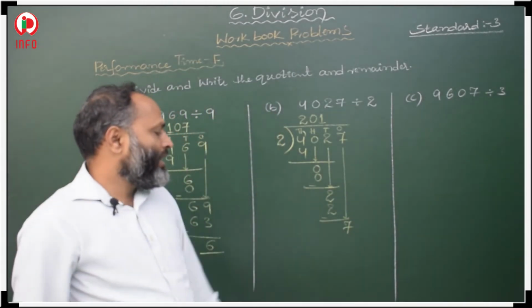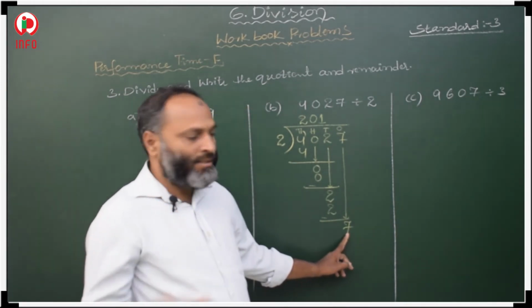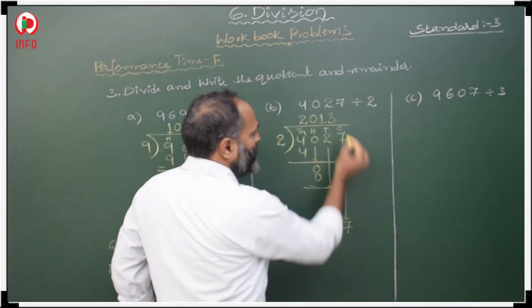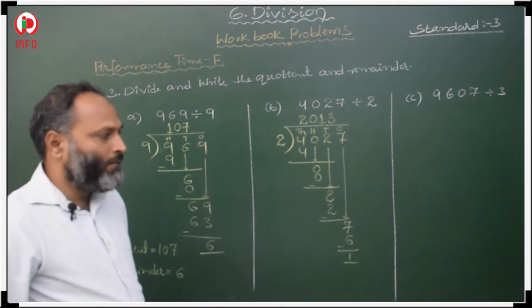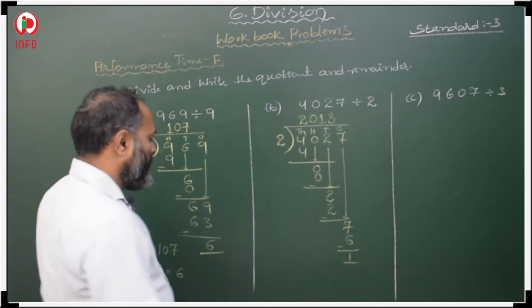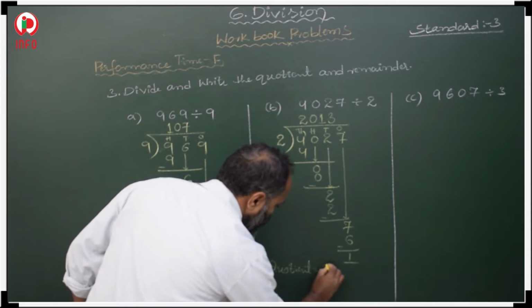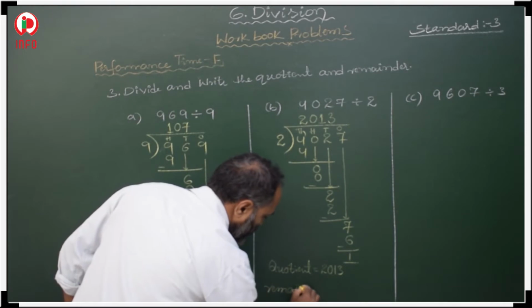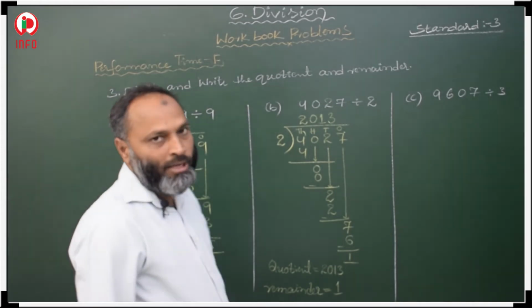Then in the 2 table, when will you get 7, 2 ones are 2, 2 twos are 4, 2 threes are 6, 2 fours are 8. 8 is greater than this. So we have to take 2 threes are 6. 7 minus 6 is 1. Then 1 is left here. So this is the remainder. This is our quotient. Write your quotient. Quotient is 2013 and remainder is 1.